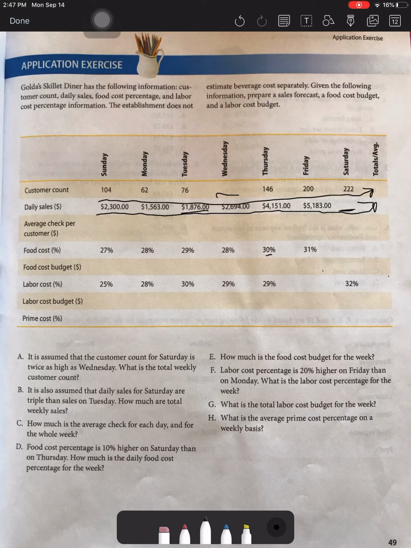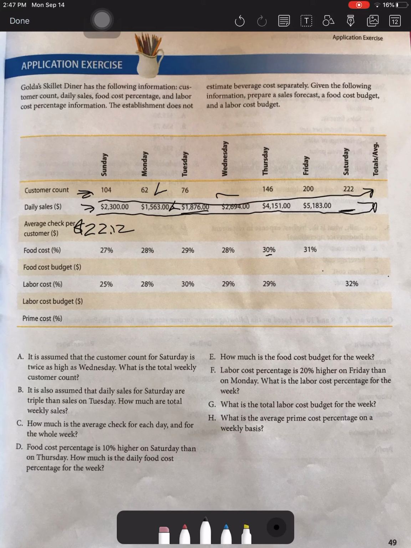C, how much is the average check for each day and for the whole week? So you will take your daily sales for each day. In this case, Sunday is $2,300. Divide that by 104, and you will come up with $22.12. I'm just going to put that one in there for you. Looks like 52 cents, I'm going to fix it. So you just do that for each of the days. So you will take your daily sales and divide it by your customer count for each day.